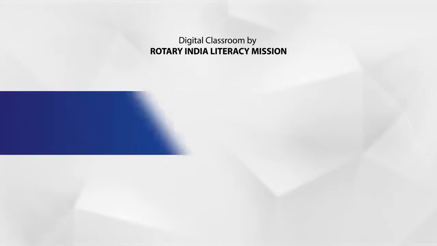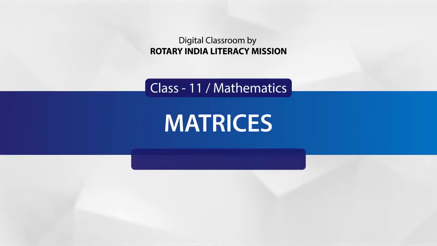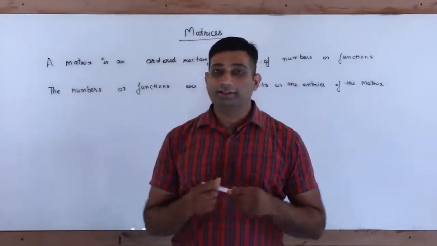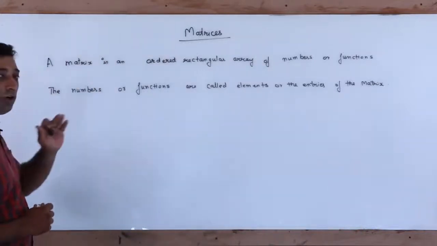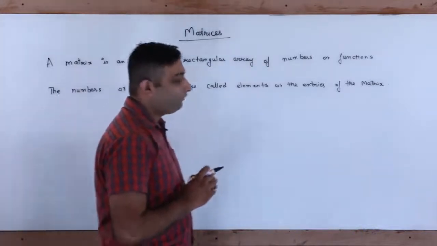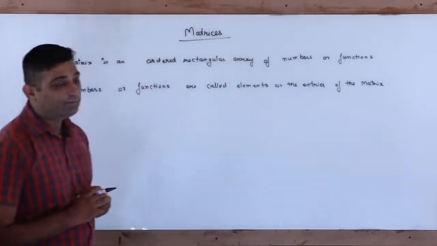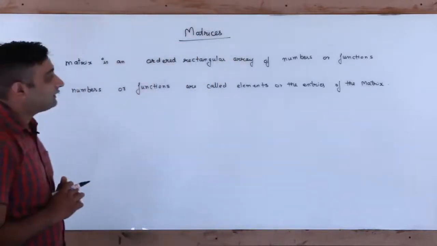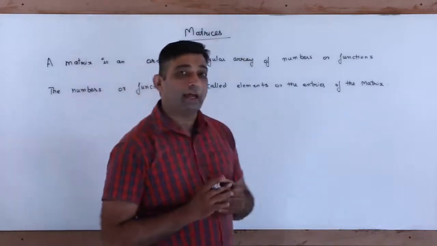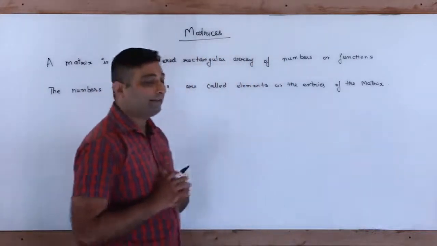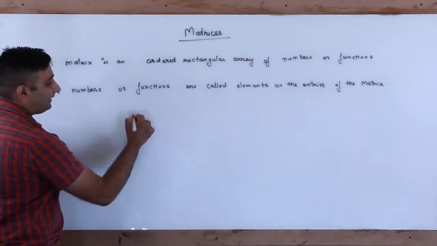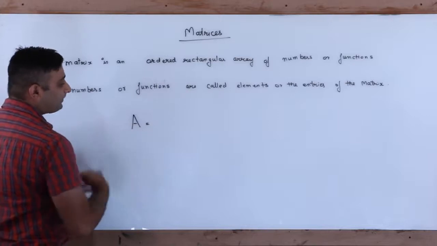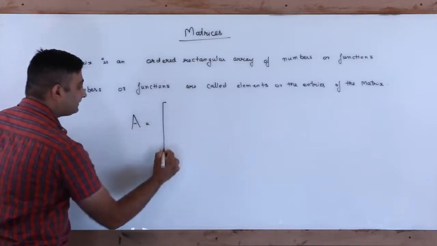Today we will discuss the chapter Matrices. It is the third chapter of class 12th. Dear students, now let us discuss a matrix. A matrix is an ordered rectangular array of numbers or functions. The numbers or functions are called elements or entries of a matrix. We always denote a matrix by some capital letter of the English alphabet. Let us take some examples.